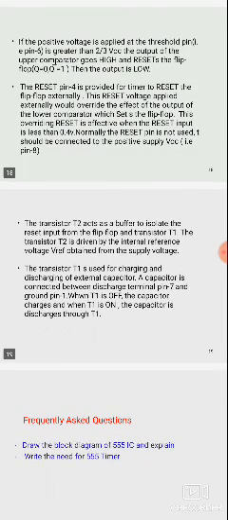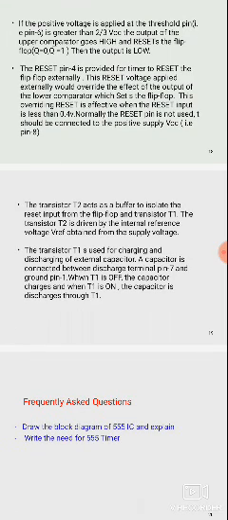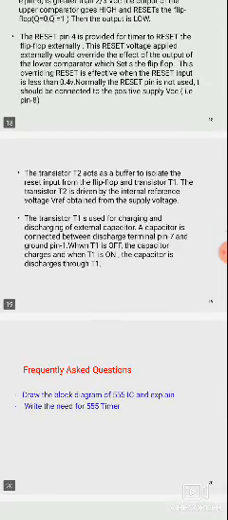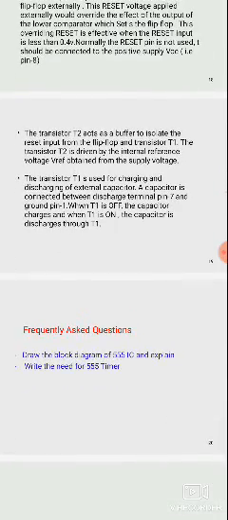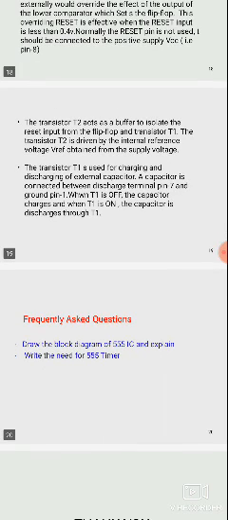Next, the transistor T2 acts as a buffer and isolates the reset input from the flip-flop and transistor T1. Transistor T2 is driven by the internal reference voltage, V reference, which is obtained from the supply voltage. Transistor T1 is used for charging and discharging of the external capacitor. A capacitor is connected between the discharge terminal, pin 7, and ground, pin 1. When T1 is off, the capacitor charges. When T1 is on, the capacitor discharges through T1.